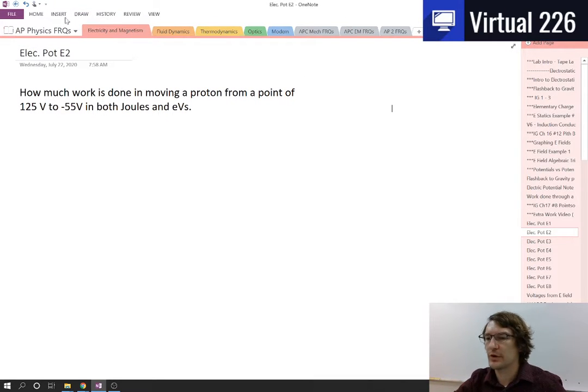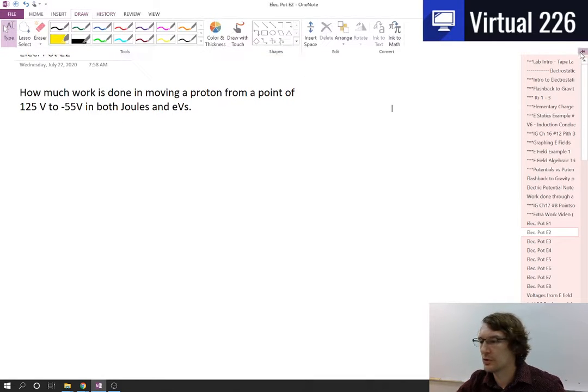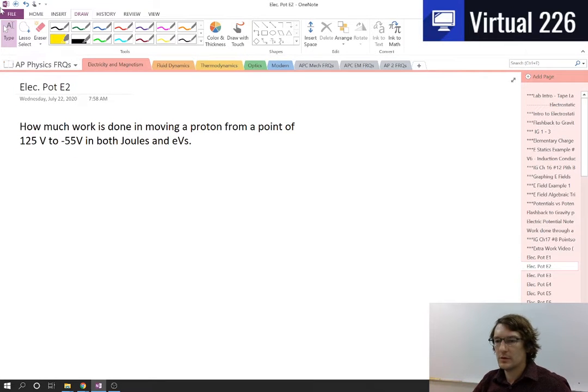Okay, electric potential problem number 2. What we're doing here is looking for how much work is done in moving a proton, so that's a big kick right there for us, from a point of 125 volts to negative 55 volts, and we're doing this in both joules and electron volts.